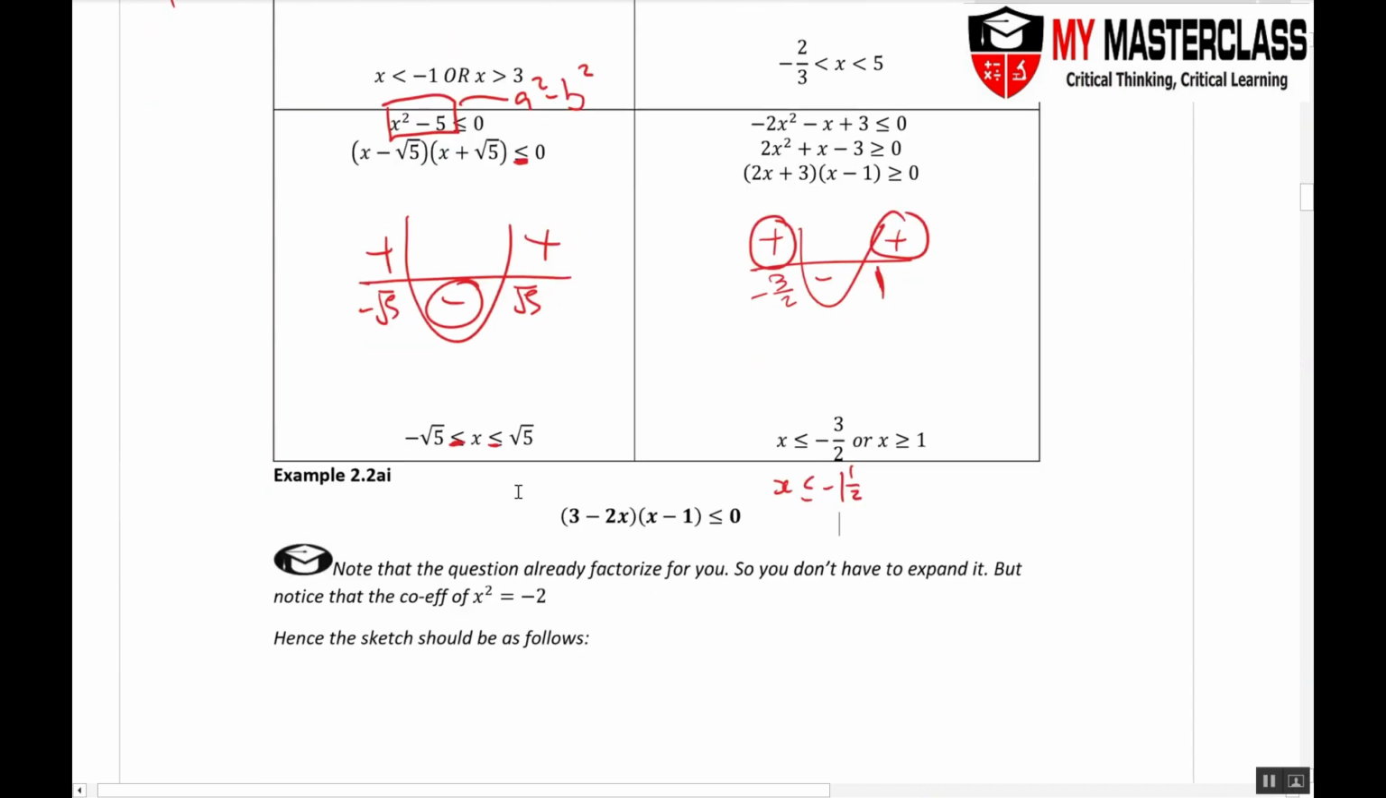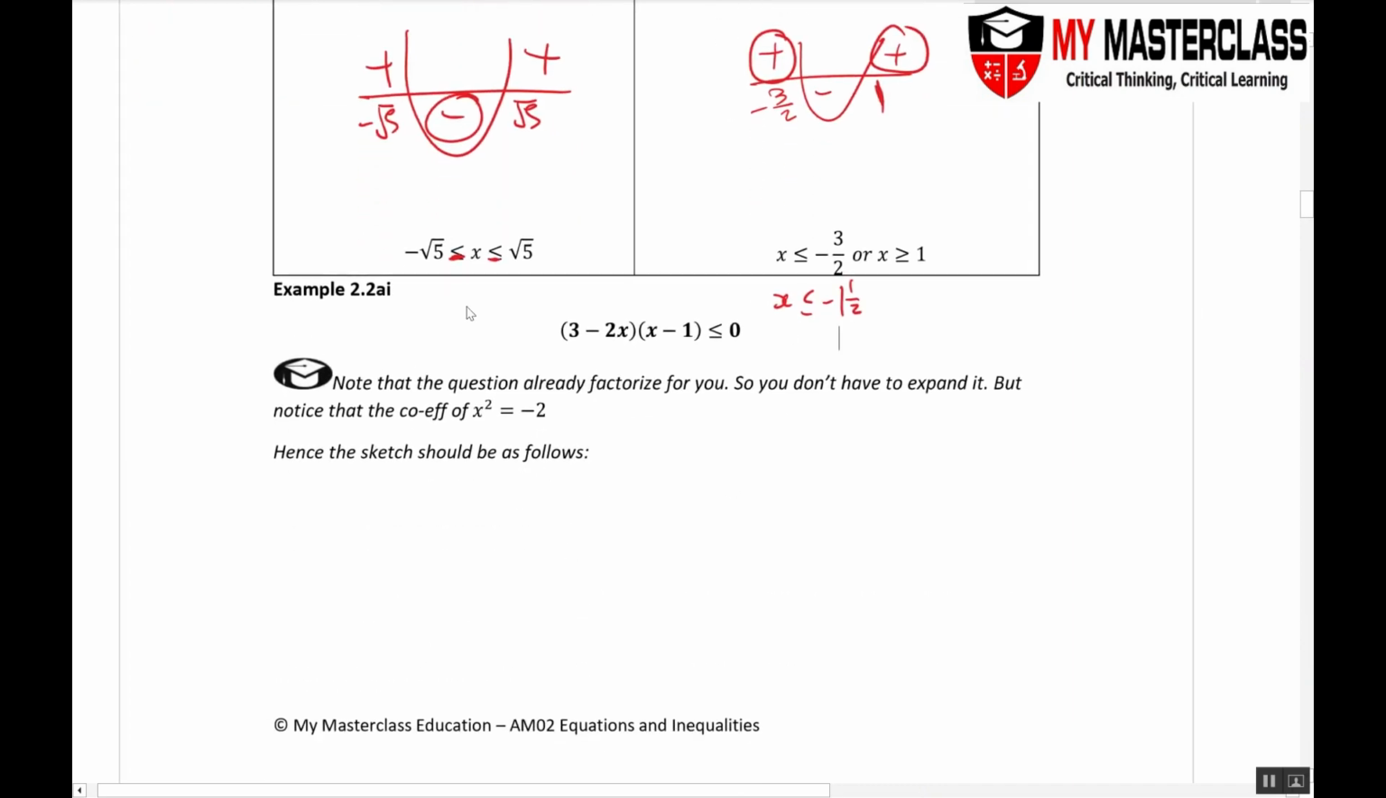Lastly, let's take a look at an example here. This is a bit of a different scenario because now you're working with a negative x squared. How do we work with a negative x squared? First things first, the question is already factorized for you, so you don't have to expand it. But take note, minus 2x times x, you get minus 2x squared, which means this will be a sad face. So now your plus minus plus is a bit different.